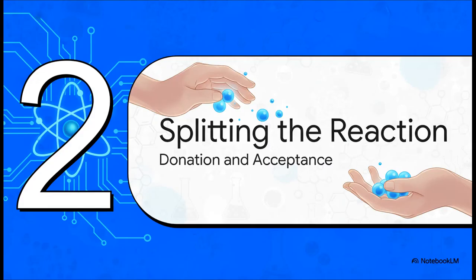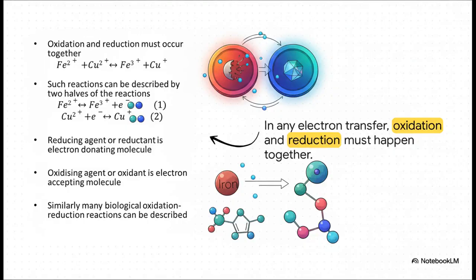Okay, so how does this electron handoff actually happen? To really wrap our heads around it, we've got to split the whole thing into its two key parts, the giving and the taking. These are called redox reactions. It's just a mashup of reduction and oxidation. And there's one golden rule you have to remember. You cannot have one without the other. They are literally two sides of the same coin. They always, and I mean always, happen together as a pair.